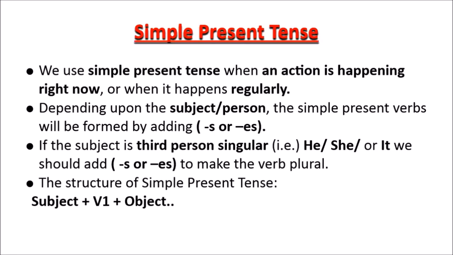So now let's see the structure of simple present tense. So look at the structure there. Subject plus verb 1 plus object. So this is the basic structure of simple present tense. Can you all understand, students?